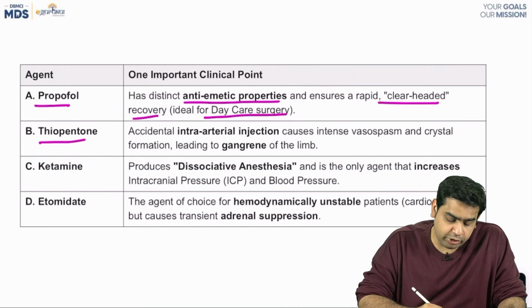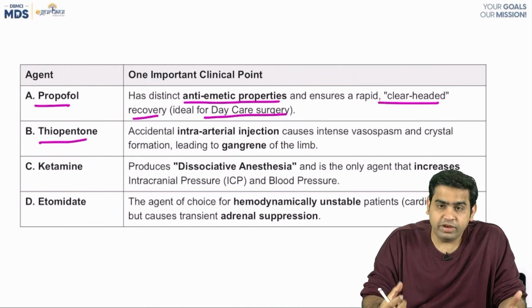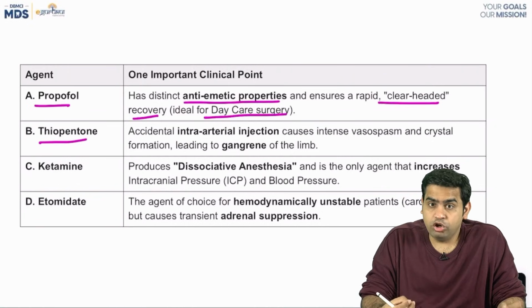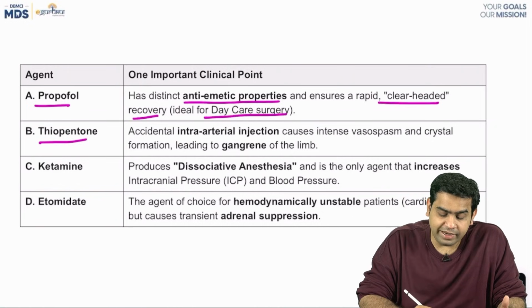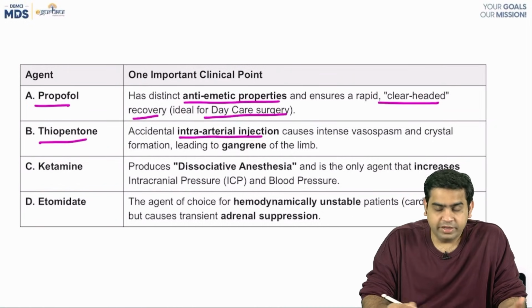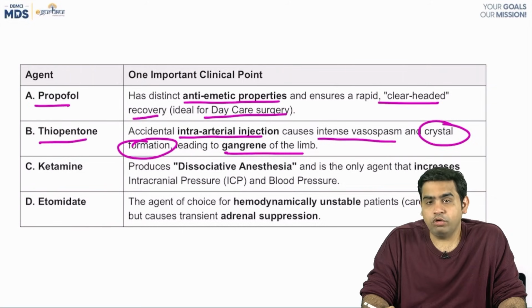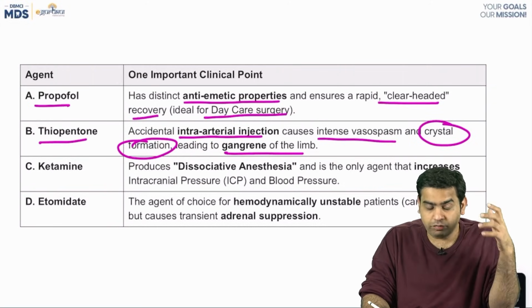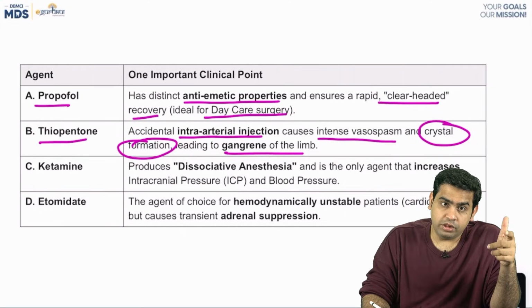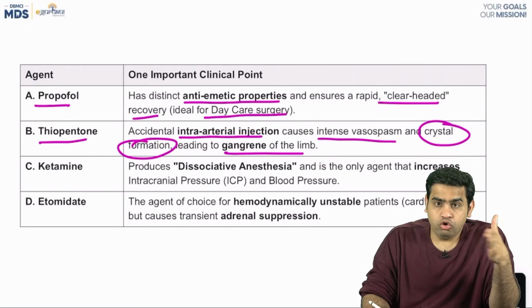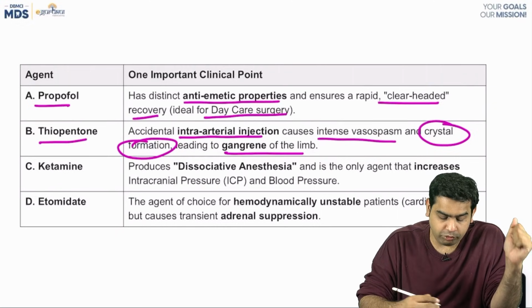Okay, thiopental sodium. It's basically given intravenously, but if you accidentally give it and it enters the intra-arterial system, that is going to be very, very catastrophic because it causes intense vasospasm and crystal formation leading to gangrene of that particular limb. So you have to be very, very sure when you're giving thiopental that it does not have any arterial communication. That is very, very important.